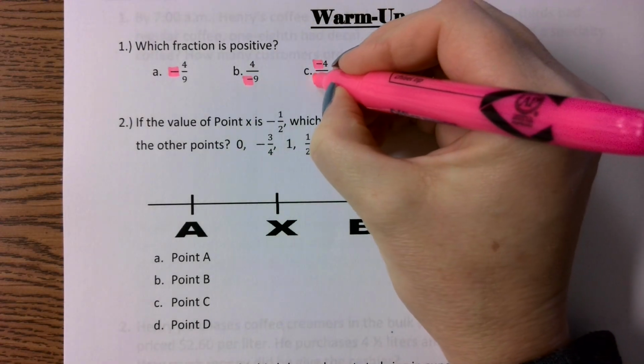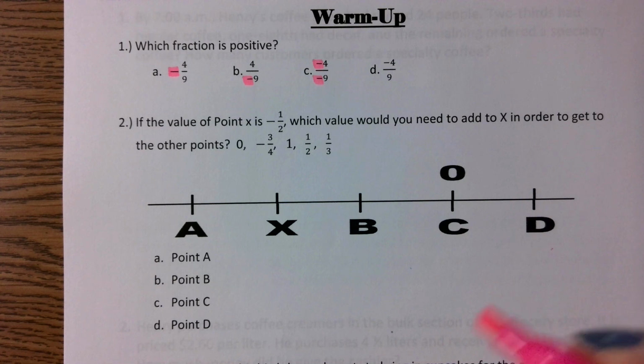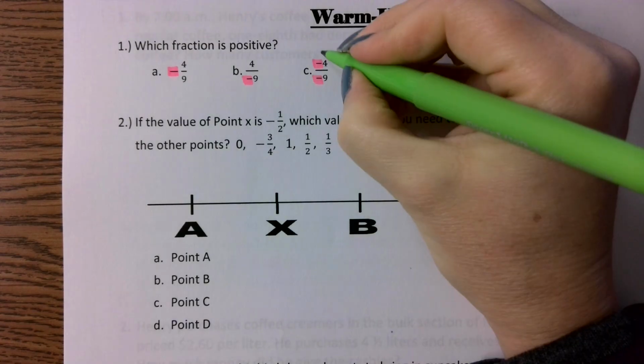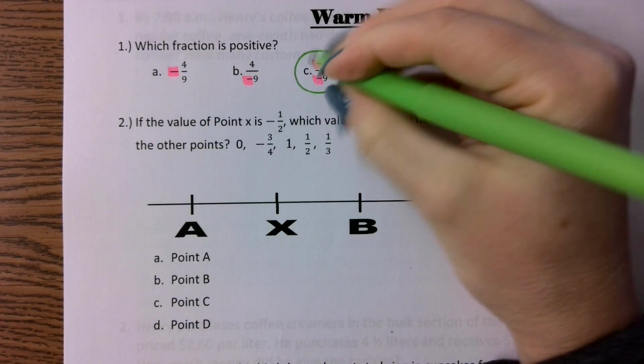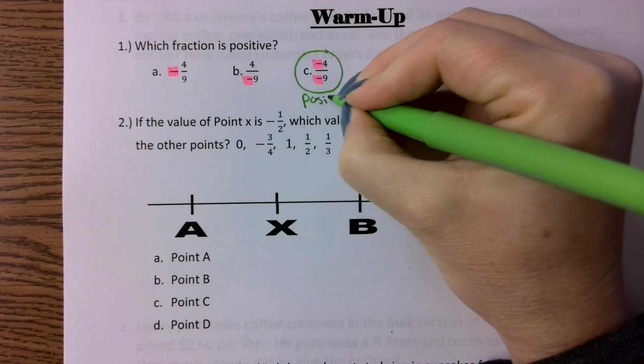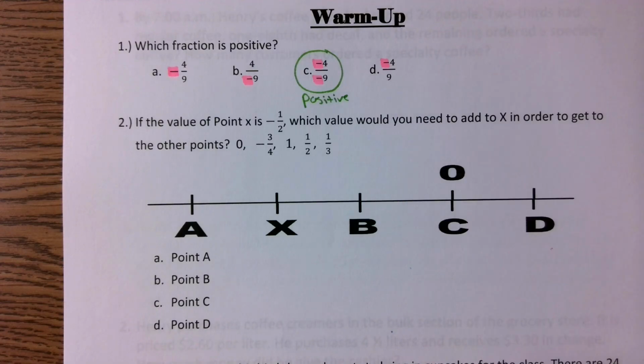So if we see that we've got 2 negative signs, a negative over a negative is just a positive, right? And then D only has 1 negative sign. So whenever we see any fraction that actually has 2 negative signs written in it, then we know that this is actually going to be a positive. That double negative becomes a positive.